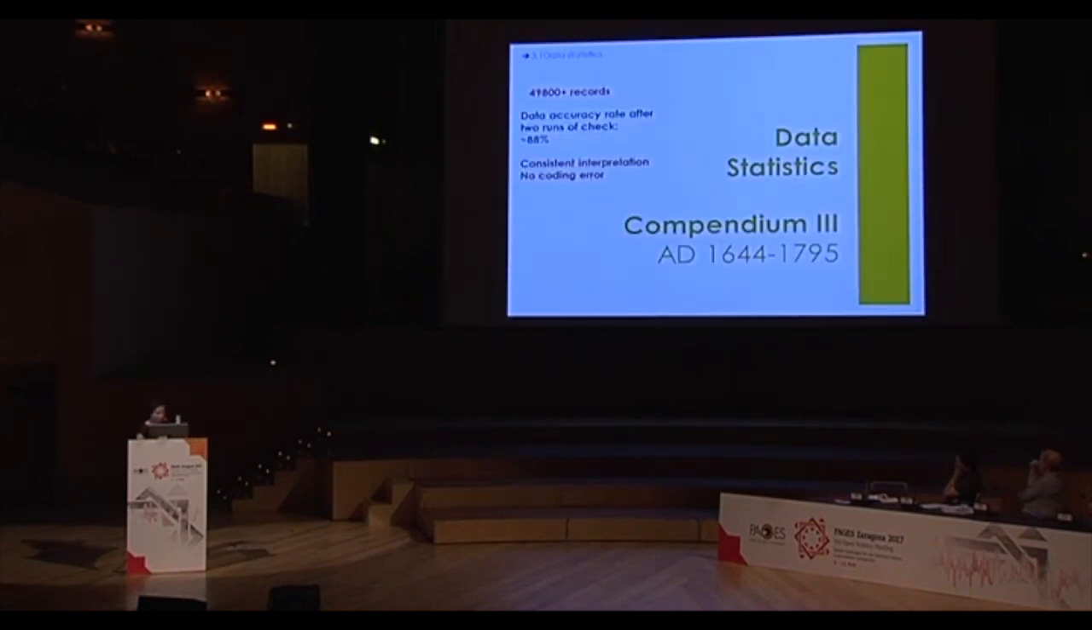As I mentioned before, only in volume 3, we have a huge number of records in the database system. So we are very careful about the digitizing and data building processes. We have undertaken at least two rounds of checks for every record, so the accuracy rate approaches 88%. When I say that is accurate, it means there's consistent interpretation by different researchers of those records, and there's no coding error for those records.